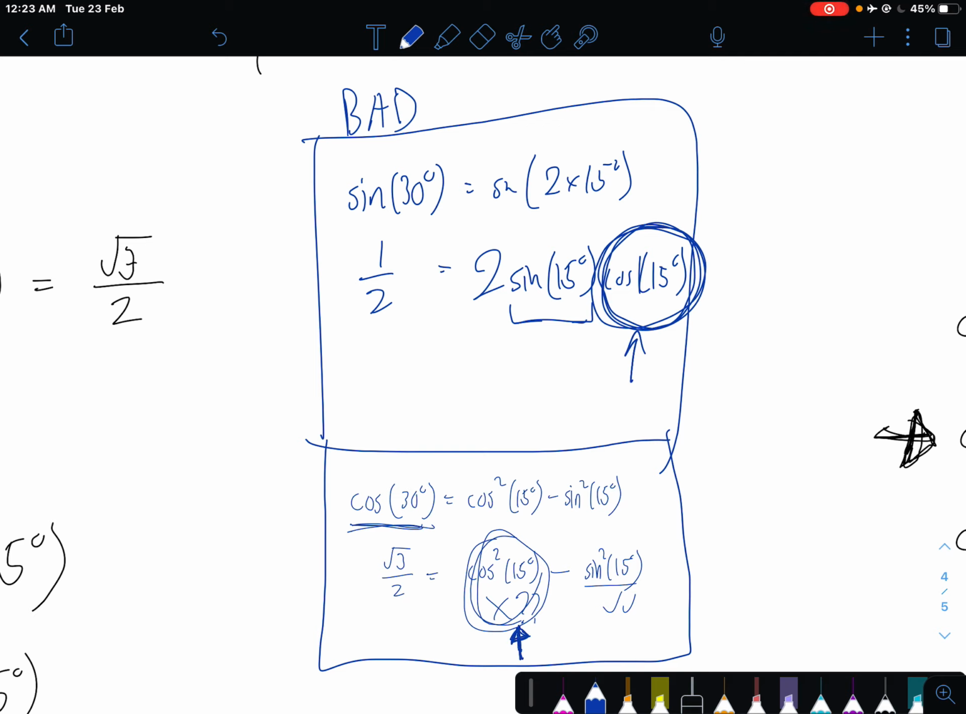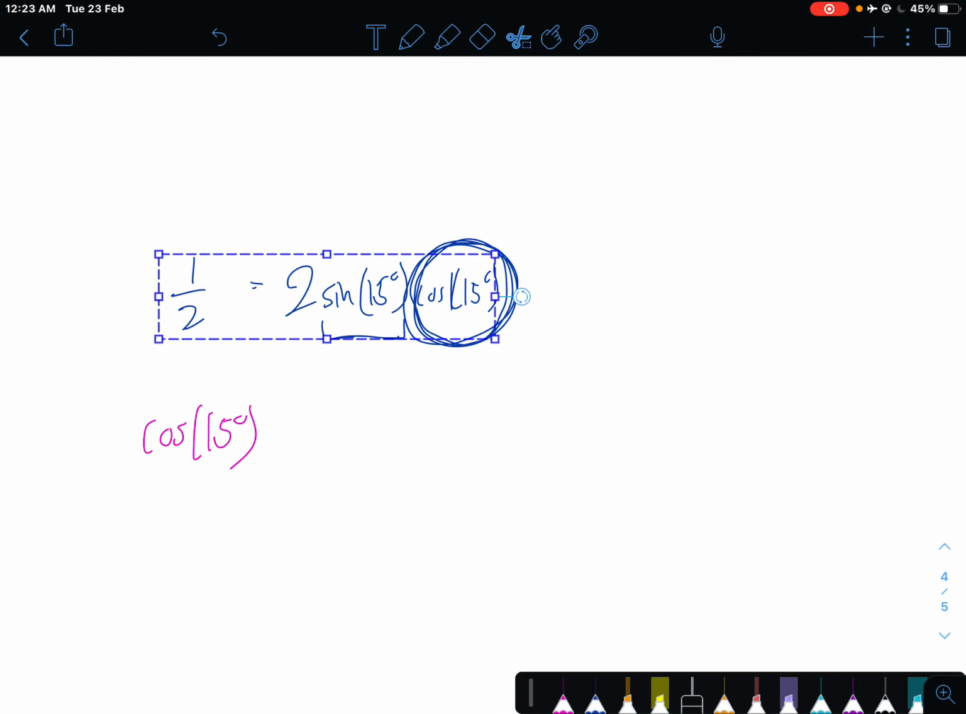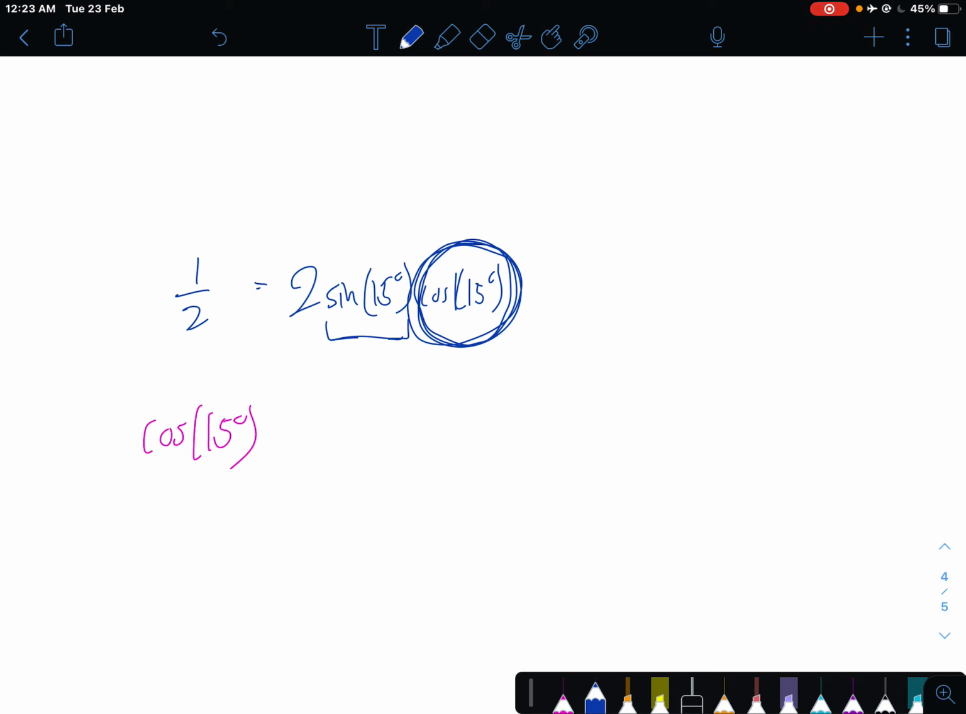Which one is simpler if you want to solve for cosine 15? Definitely the one with the smaller power, right? This one has power 2, so difficult. Square, later you need to square root to get back the original, which means that we have to plus minus. So no go. We want this one instead: half equals 2 sine 15 degrees cosine 15 degrees. Let me just copy and paste this over here. Sine of 30 degrees is equal to 2 sine 15 degrees cosine 15 degrees.